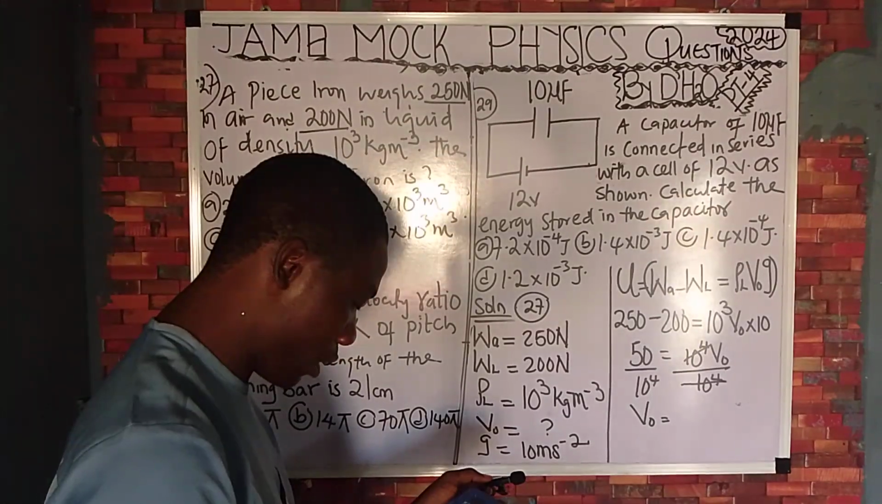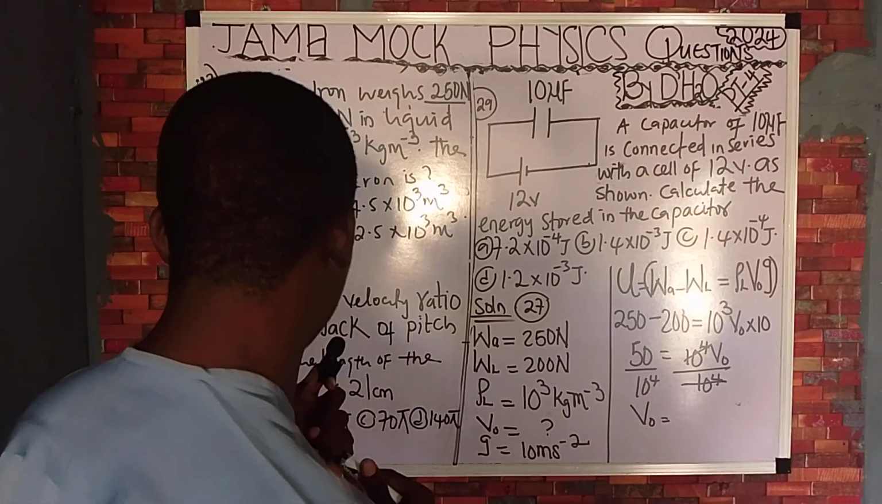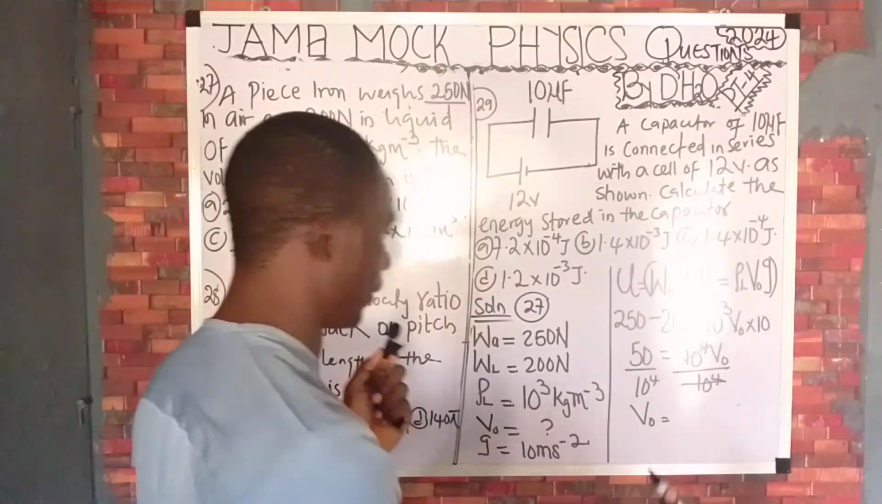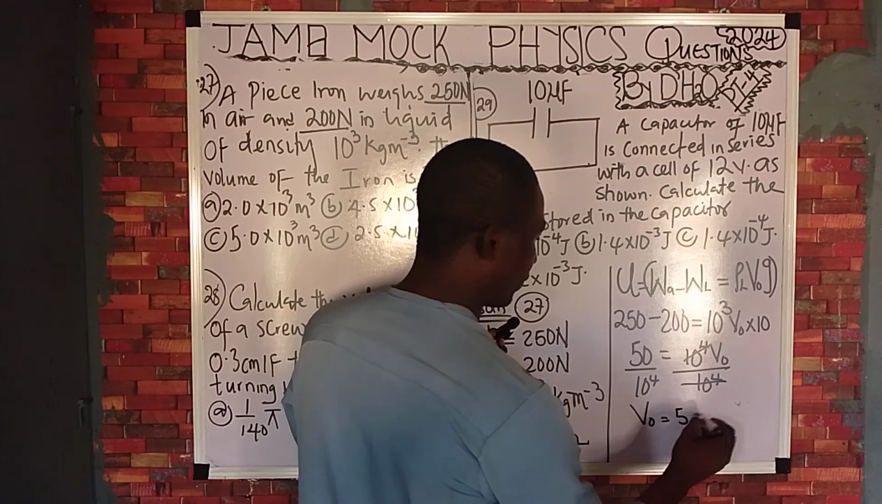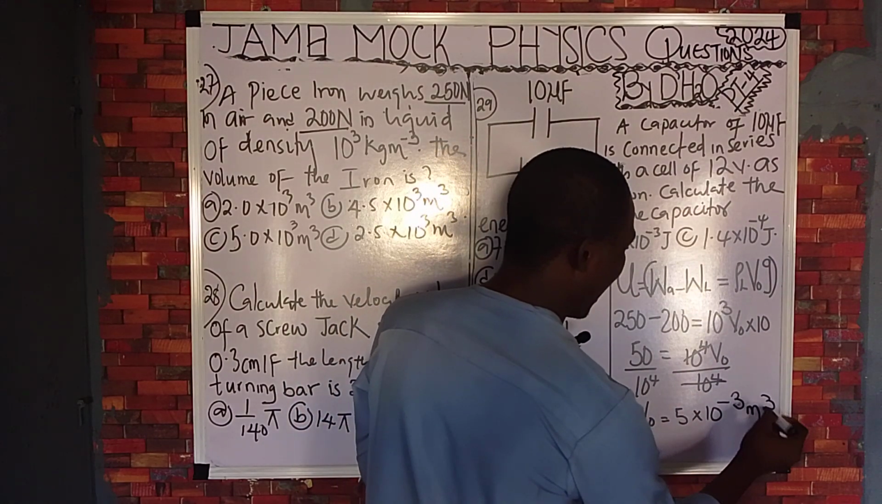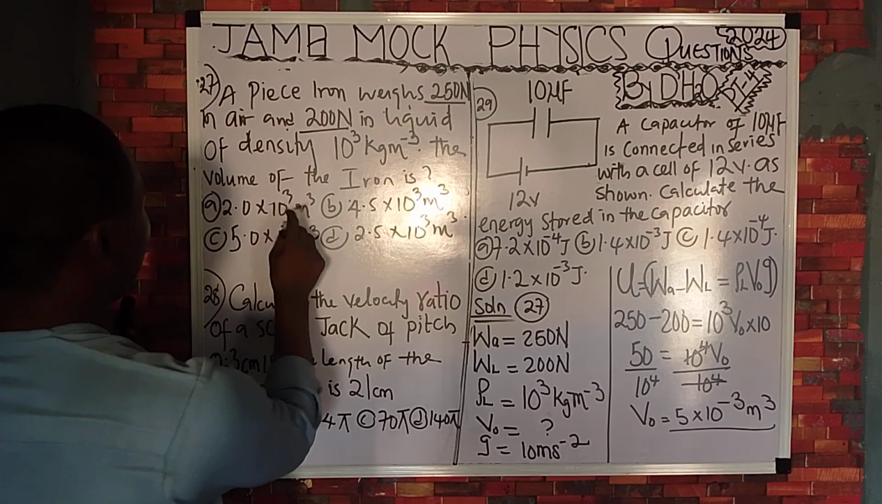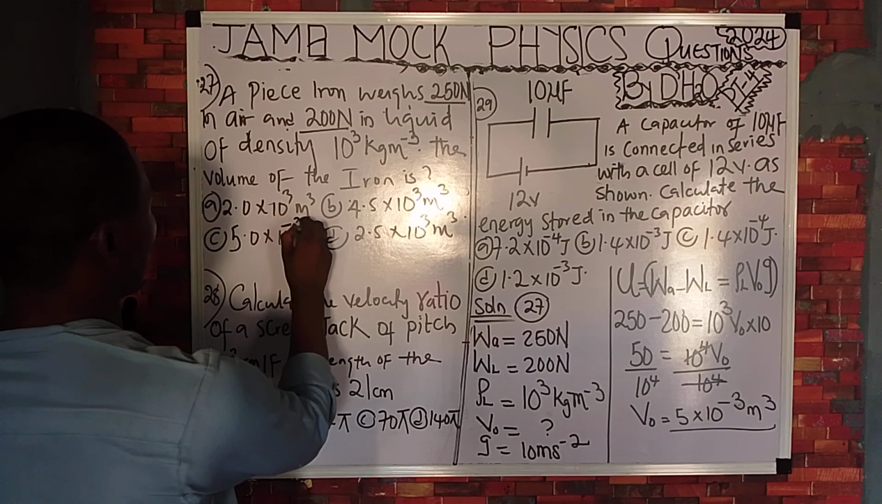50 divided by exponential 4. So we have 5 times 10 raised to the power of minus 3 meter cube. That's the answer to the question. So we are likely to say that this is minus 3, okay?